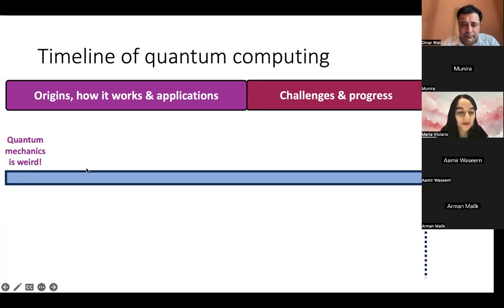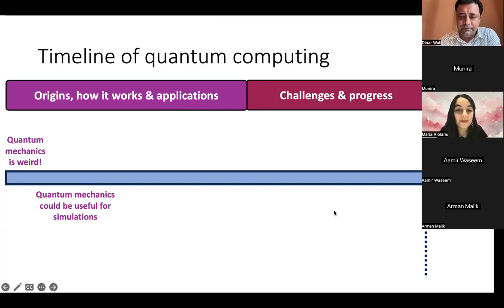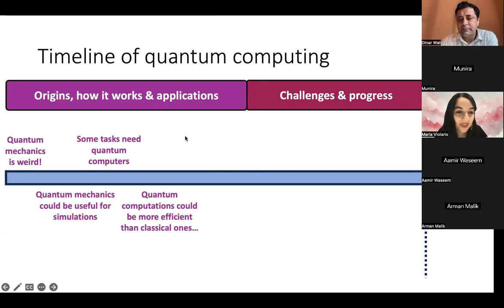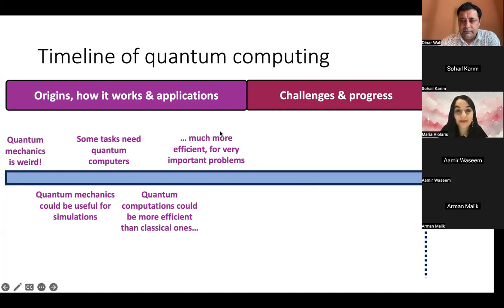I'm going to start by talking about the origins of quantum computing. It started with this idea of quantum mechanics having these strange properties. Then we figured out that it could be useful for some simulations, which I'll talk more about. And we found that some tasks could be done more efficiently on computers based on quantum mechanics than on ones based on classical mechanics. Then we discovered that for certain problems, they can be much more efficient.